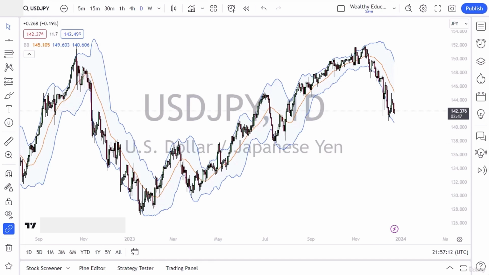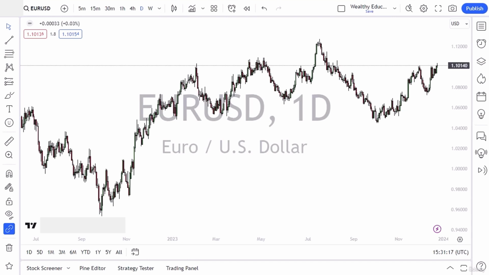In the next video, we'll talk about a couple of momentum indicators, the relative strength index and the stochastic. Of course, in this video, I'm going to talk about using momentum indicators in the TradingView platform.